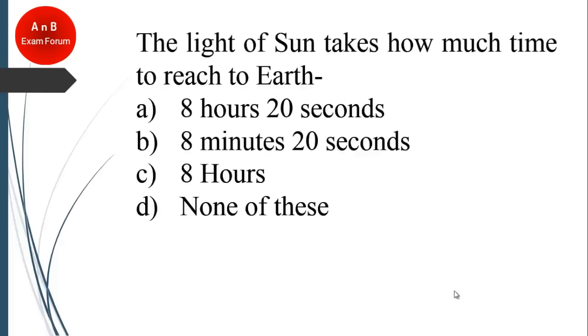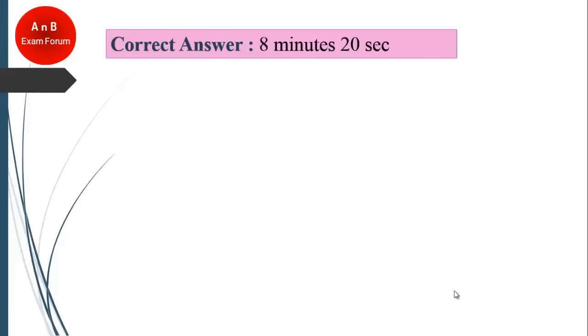So coming to the next question, the light of sun takes how much time to reach the earth? This is a very important question. Yes, students, tell me the answer quickly. Yes, the correct answer is option B, 8 minutes 20 seconds. Sunlight takes 8 minutes 20 seconds to reach earth, right?